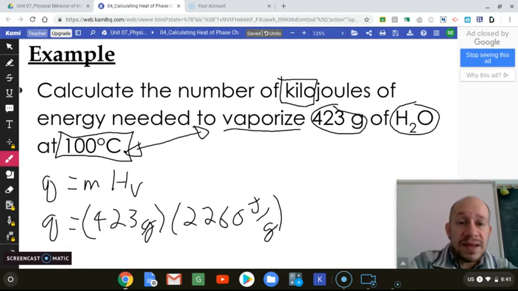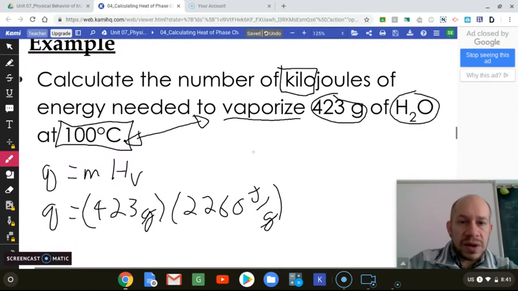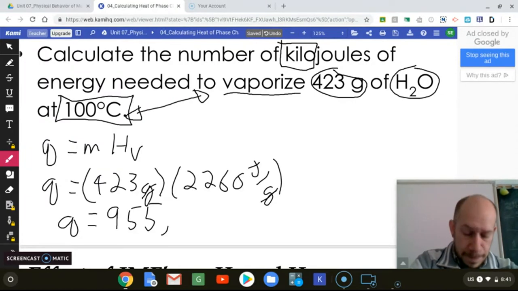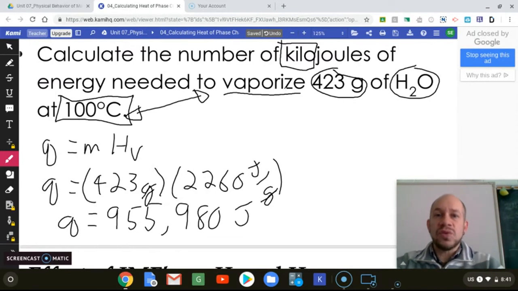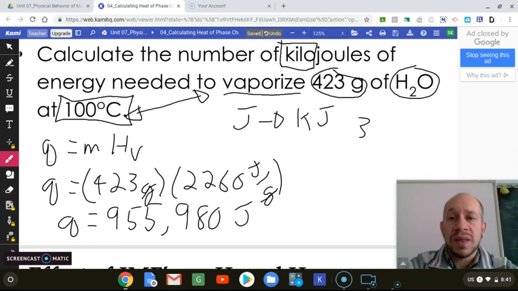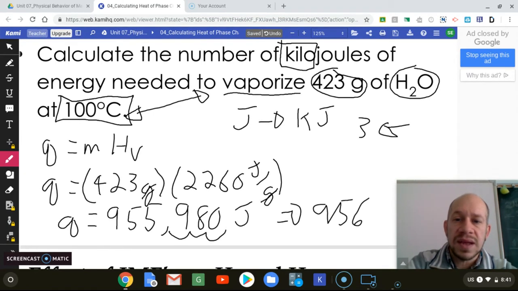Our grams cancel out. So 423 times 2260 is equal to, our Q is equal to 955,980 joules. So they wanted it in kilojoules. If you recall, using your reference table, if I'm going from joules to kilojoules, I'm going to move my decimal place 3 places to the left. 1, 2, 3. So I'm just going to round it to 956 kilojoules.